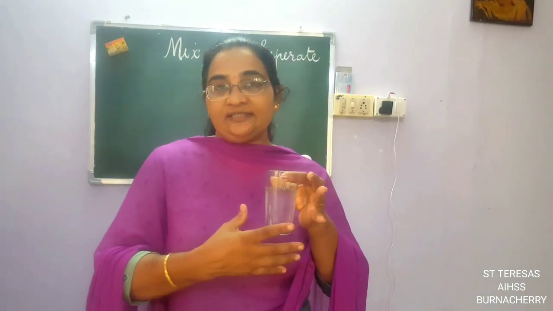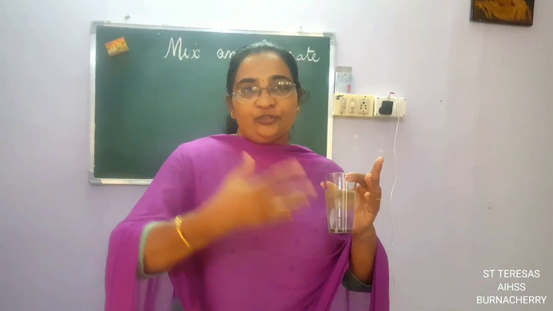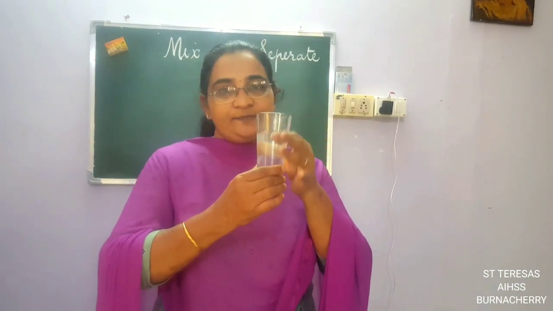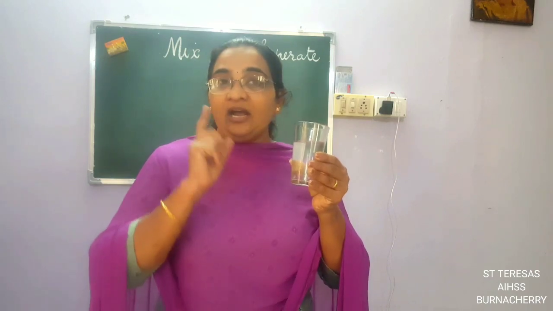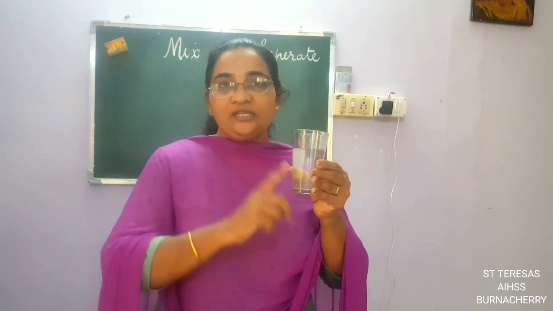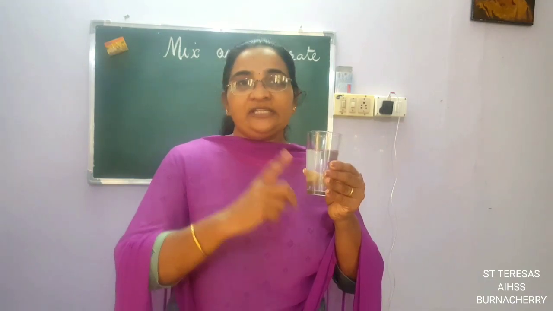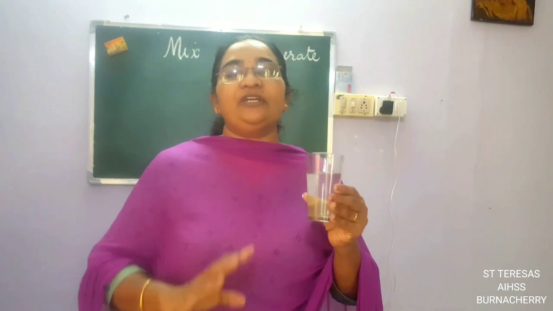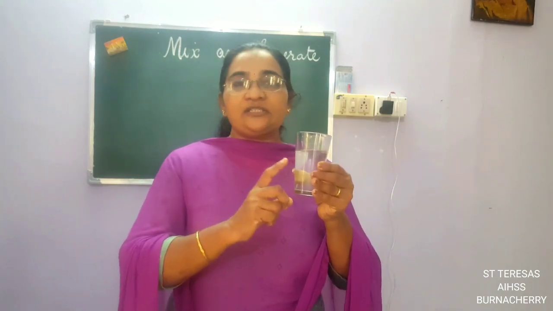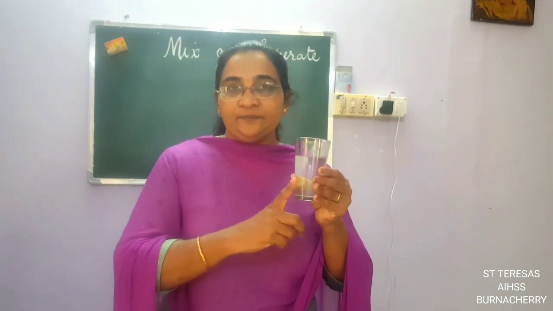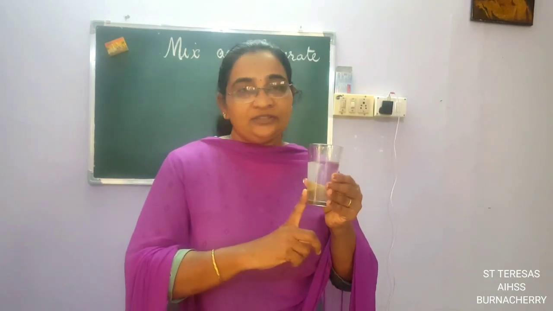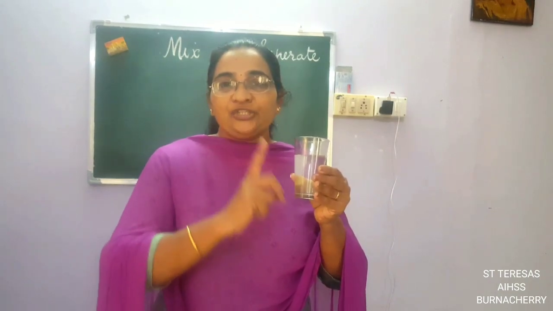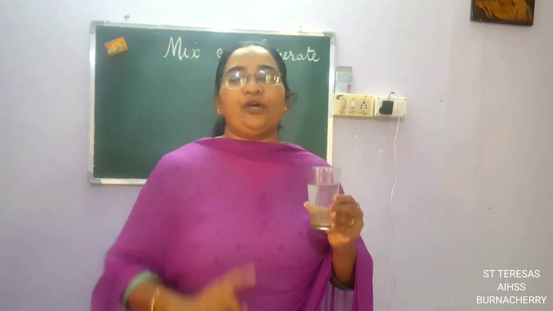You have already learned this in the 5th standard about solute, solvent and solution. So now what is this? This has become a solution, isn't it? How did it become a solution? Because we took a solvent and a solute and mixed them together, then we got a solution. So what is this now? Is it water? No. Is it sugar? No. This is sugar water. It is a solution.